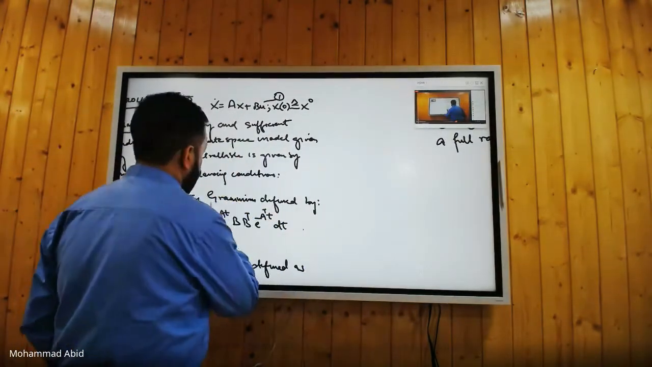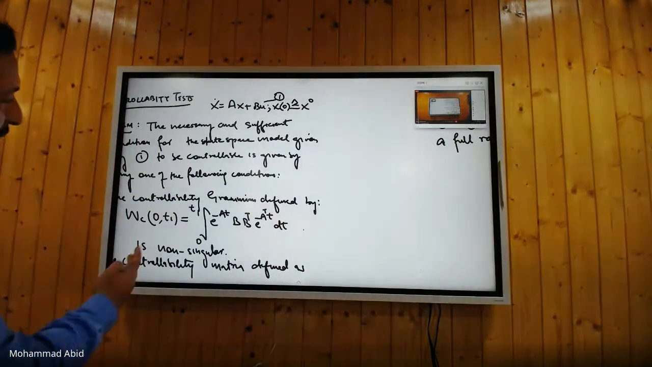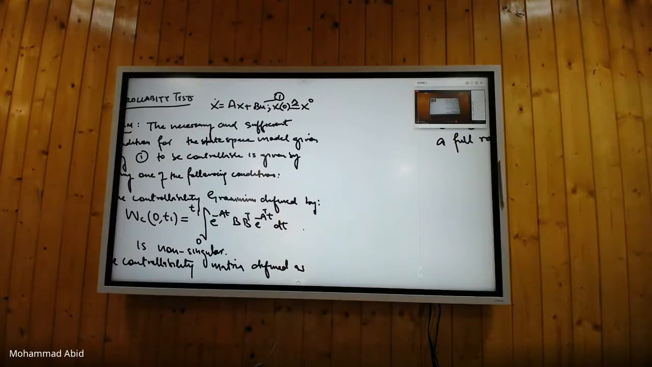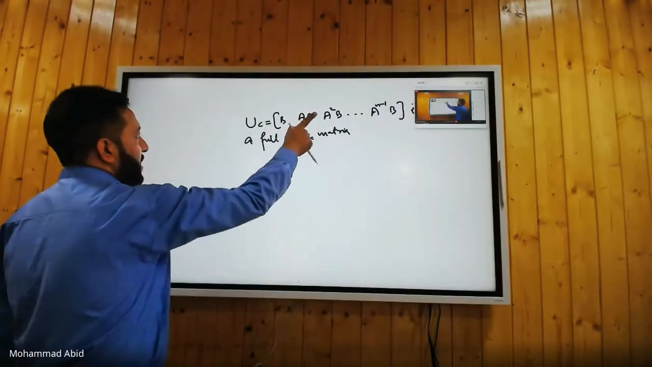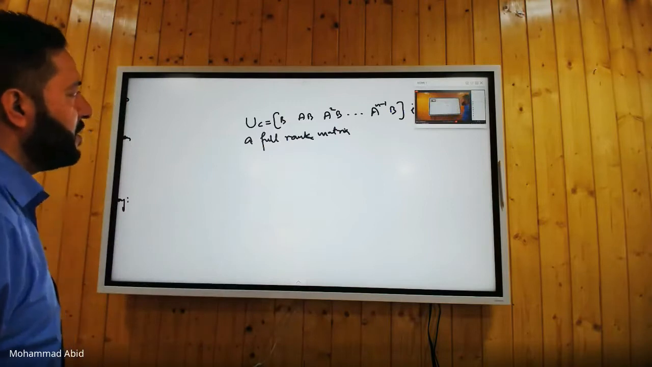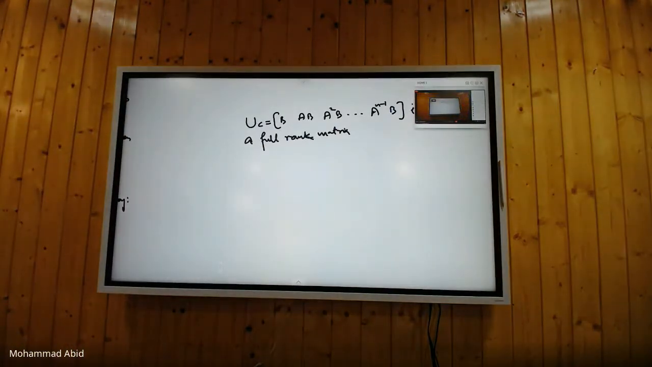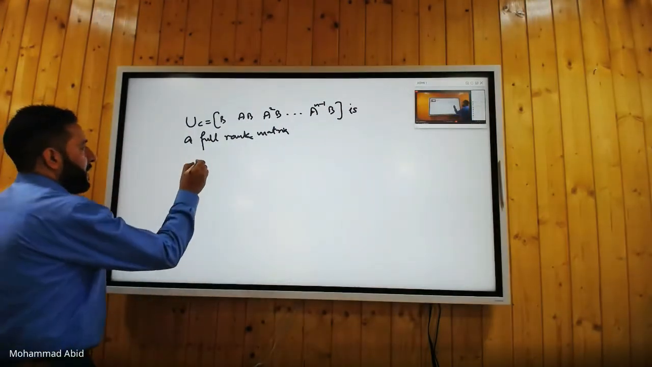we will first see where it comes from and how we define the controllability Gramian like this. The controllability Gramian defined like this is non-singular, and the controllability matrix UC equal to this matrix, where B is the B matrix of the state space model, B, AB, A squared B up to A to the power n minus 1 B, is the full rank matrix. That's what we have to prove. We'll prove it, but before that, let's first see what this controllability Gramian is.